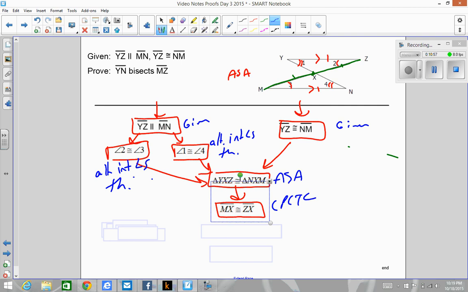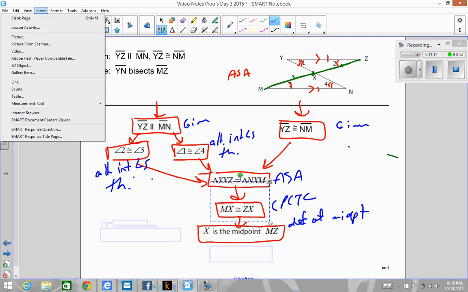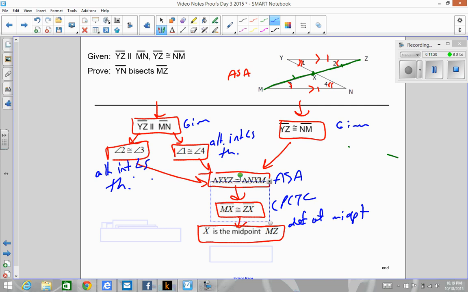Now, if I have two segments that are congruent to each other like that, and they both share that letter X, then I can say X is the midpoint. And that's by the definition of a midpoint. Remember that definition of midpoint goes both directions, forwards and backwards. So two congruent segments, a midpoint, two congruent segments. And finally, I have one last piece here. If I've got a midpoint, now I can say I've got a segment bisector, which is right there. And so there's my segment bisector. And my reason is definition of a segment bisector.